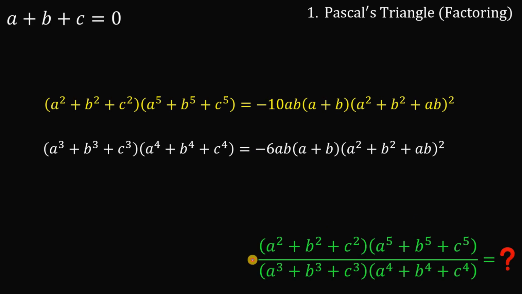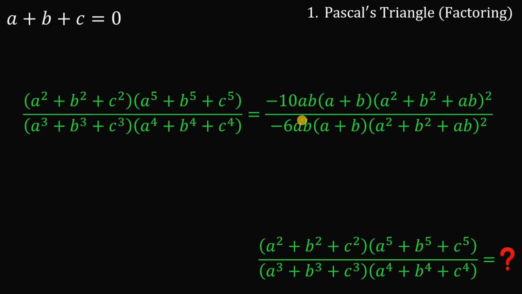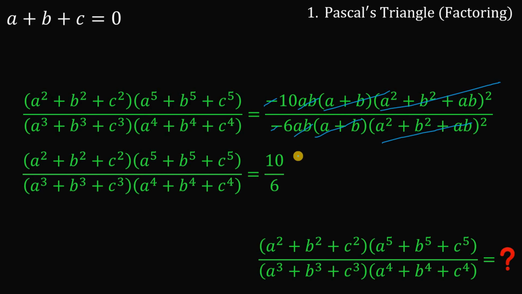So we are now ready to get the value of this entire expression like this. And take note, a lot of terms cancel out. This is just one. A times b on the denominator, a plus b on the numerator, a plus b on the denominator, and this a squared plus b squared plus ab raised to the power of 2 on the numerator, and the same thing on the denominator. This is just one. And also, negative over negative is just positive. So what remains is just 10 over 6, which simplifies to 5 over 3, which is our answer to this question.